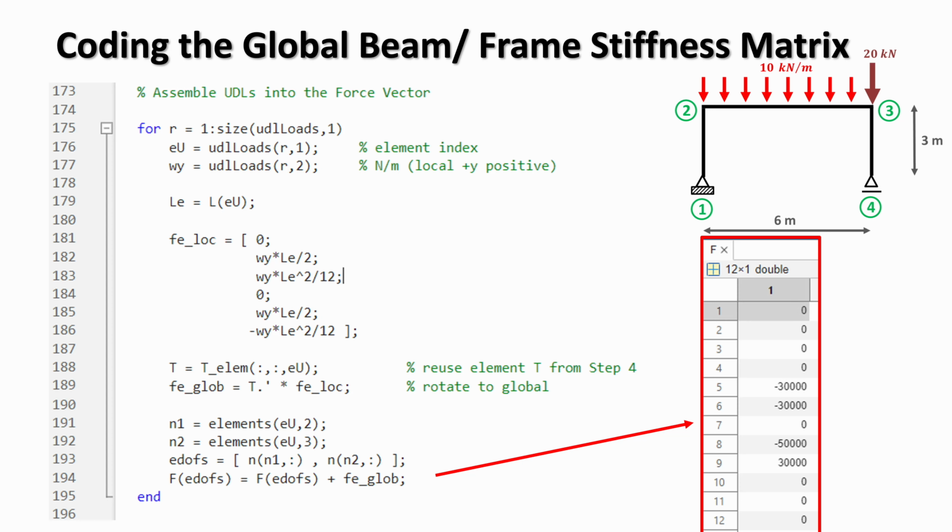In our worked example, the global force vector contains non-zero entries only at nodes 2 and 3, where the loads are applied. Node 2 carries a minus 30 kilonewton vertical force and a minus 30 kilonewton meter end moment from the left half of the beam UDL, and node 3 carries a minus 50 kilonewton vertically, made up of the minus 30 from the UDL and the minus 20 from the point load, along with a plus 30 kilonewton meter end moment from the right half of the beam UDL. All other degrees of freedom remain zero as no loads act there. This confirms that both nodal and distributed loads have been assembled consistently into the global vector.